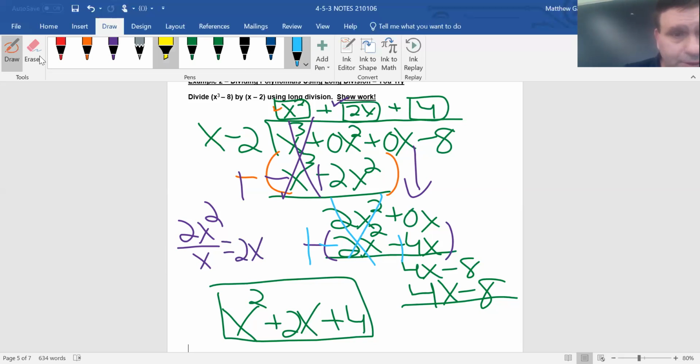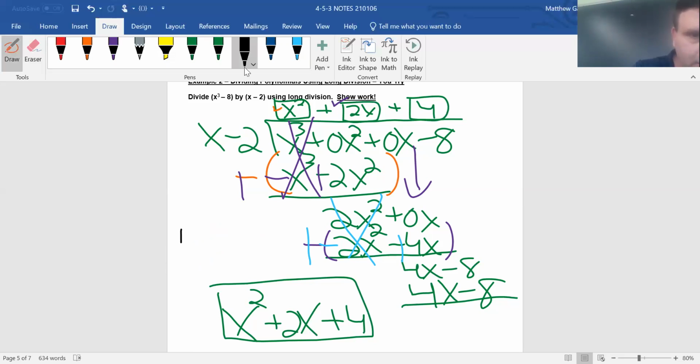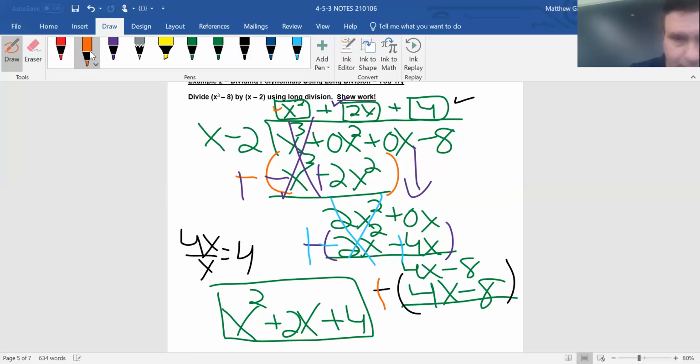So then the third step is to get rid of the 4x. So 4x divided by x is 4. Okay, not too hard. And then 4 times x minus 2 is 4x minus 8. And since they're exactly the same, they cancel. So we subtract or add the opposite, and everything cancels. So we're left with this as the quotient.